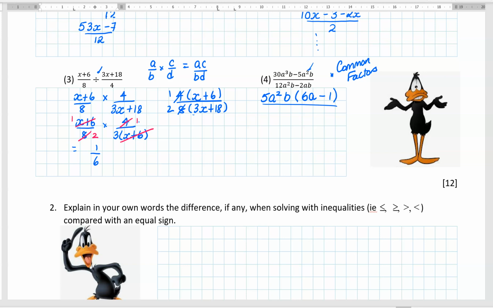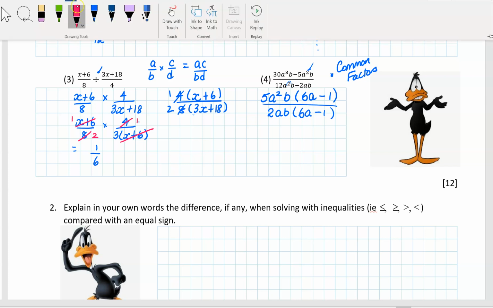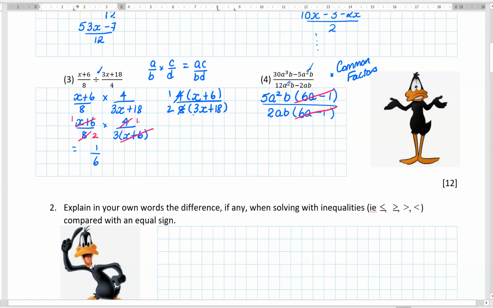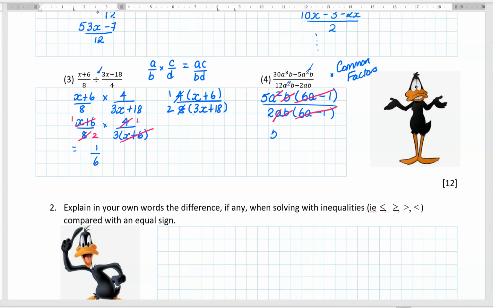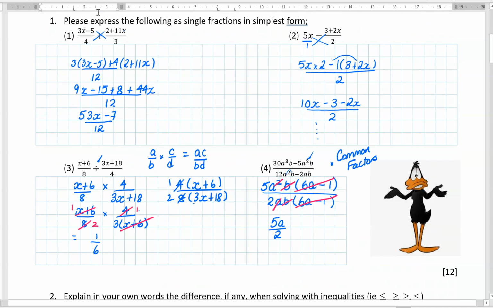Downstairs, biggest number that goes into 12 and 2, that's 2. We can see they've both got an a and they've both got a b. So 2 times 6 gives me the 12, and oh my goodness, a times a gives me the a squared minus 1. So we can now say, huzzah! We can cancel that and that. The b divided by the b cancels, and the a squared divided by the a cancel. So we are down to 5a over 2. Okay, and that's how we simplify those fractions.